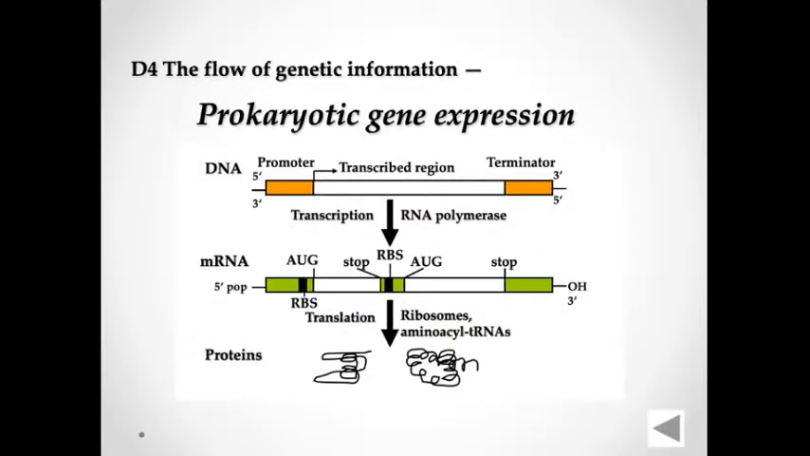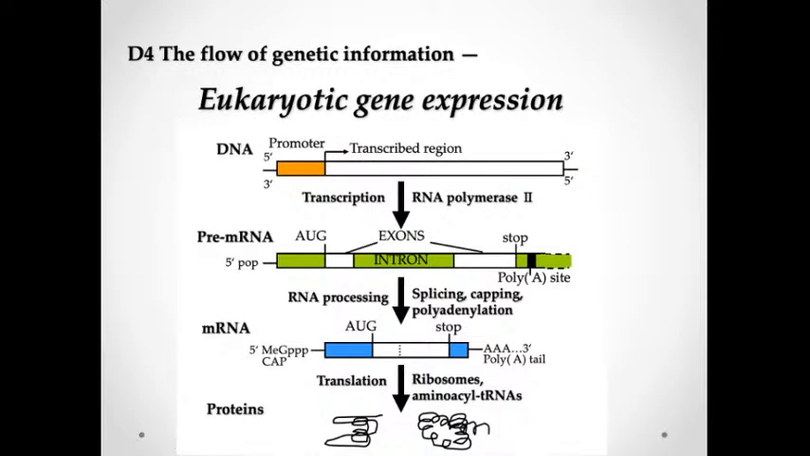So how does the flow of genetic information happen? It's mainly because of this: you can see there's a promoter, a transcribed region, and a terminator. There is a transcription RNA polymerase. This is RBS. This is the stop codon. Here is the start codon AUG, and afterwards the RBS attaches to the ribosome, you have amino acid tRNA present, and proteins are produced in the case of the prokaryotic region.